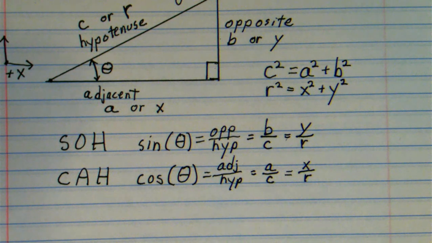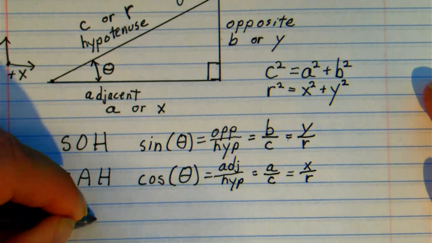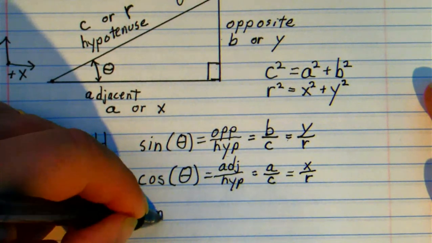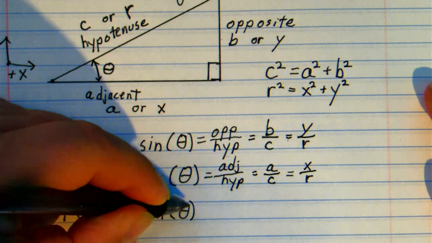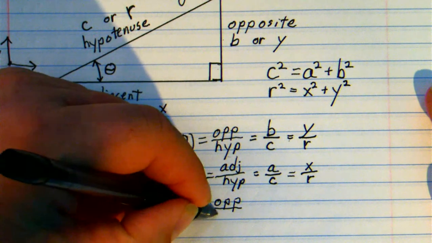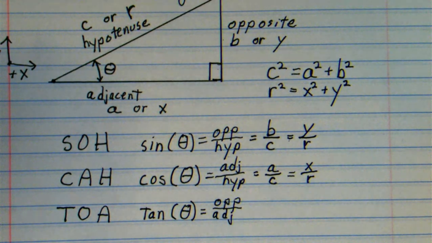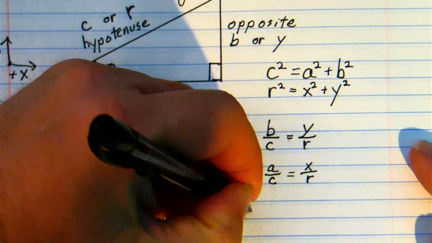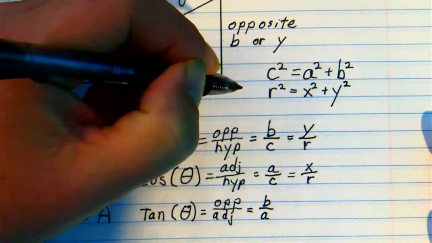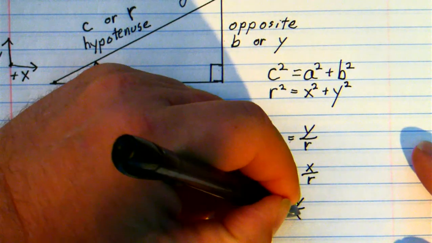And yes, there's a third one, TOA, the tangent function. The tangent of the reference angle is the ratio of the opposite side from the reference angle divided by the adjacent leg to the reference angle. So no hypotenuse. So in my notation, I guess I could label that as B divided by A, and I can also label that as Y divided by X.